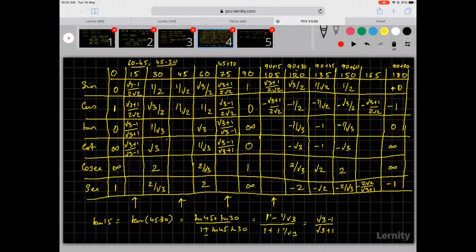So here I'm making a mistake. Here it is not plus 1. It should be minus of root 3 minus 1. So now here I have 165. 165 is 90 plus 75. So sine 165 is the same as cos 75. So cos 75 is root 3 minus 1 by 2 root 2. So now I can fill up this entire table.